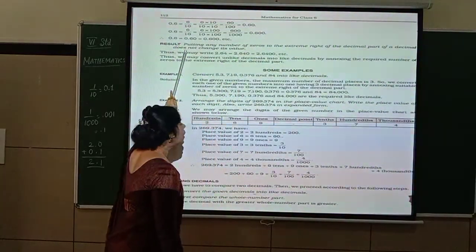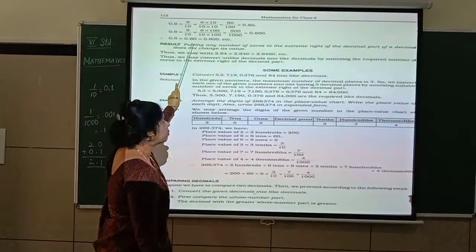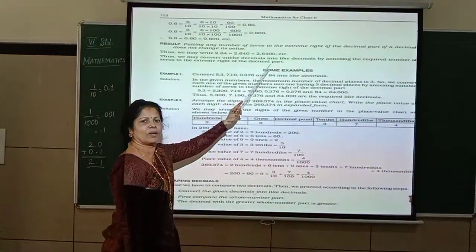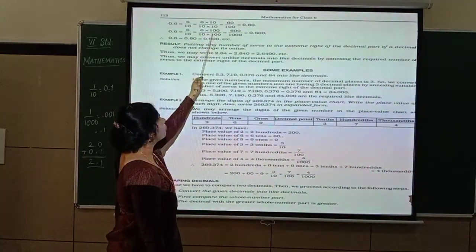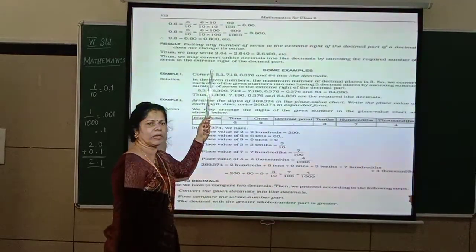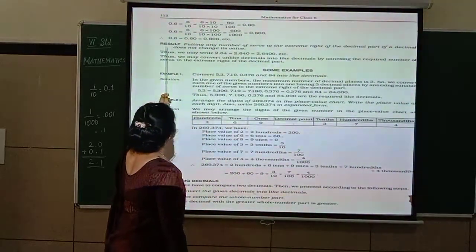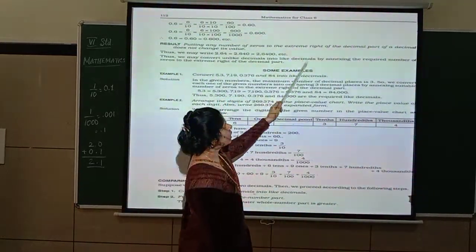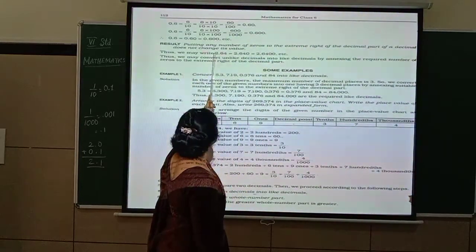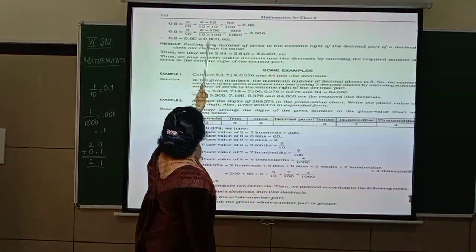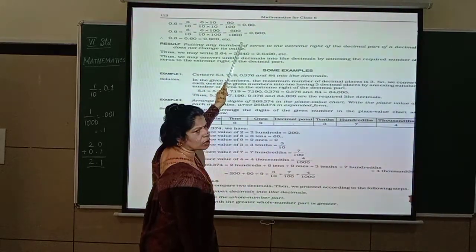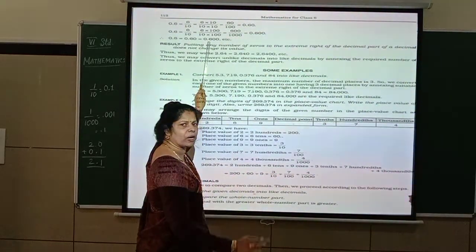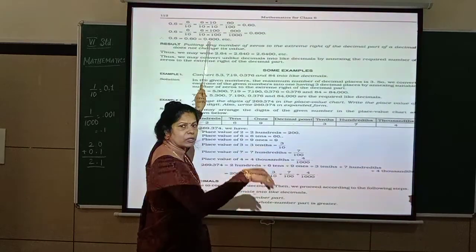Therefore 0.6 is equal to 0.60 is equal to 0.600 is equal to 0.6000, all mean the same. The only thing is, when you multiply, it should be multiplied on numerator and denominator with the same number. Now the result: putting any number of zeros to the extreme right of the decimal part of a decimal does not change its value. Means, after the decimal point, if you put any number of zeros, this value will not change. 0.6 will remain 0.6 only, however many zeros you go on adding to the right side.